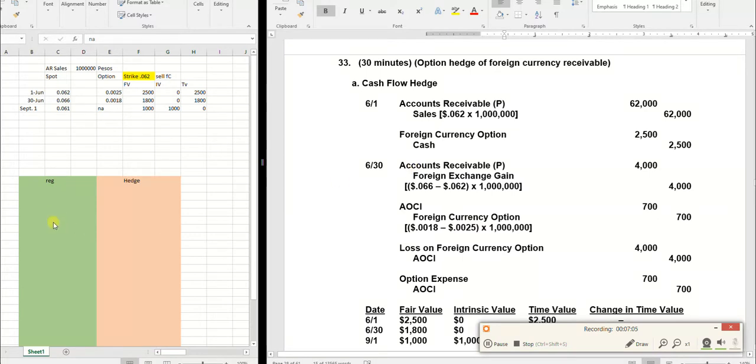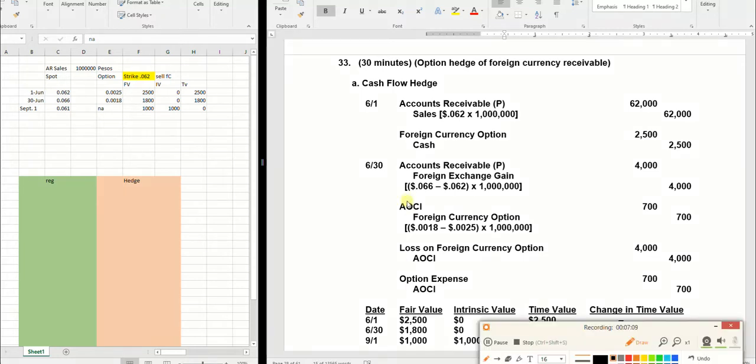Now I need to do my option side. So just like the forward contract, the option side under a cash flow hedge has 3 entries. I usually do this entry first, offset the gain or loss. I had a gain up here, so I'm going to have a loss on the option down here, and the other side is to AOCI.